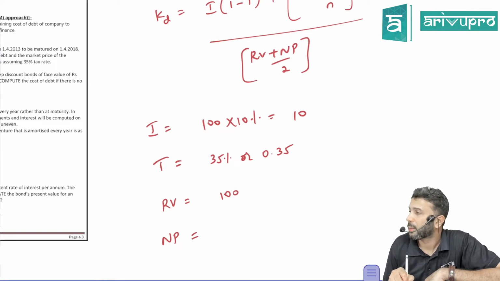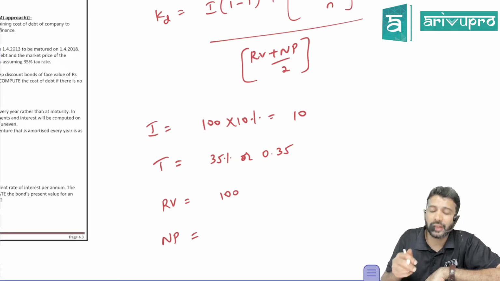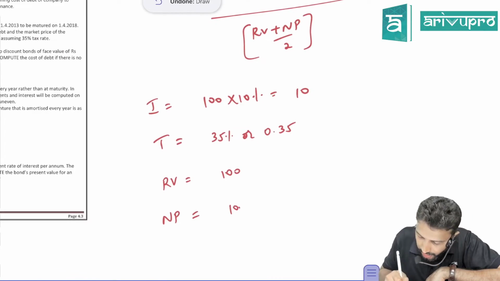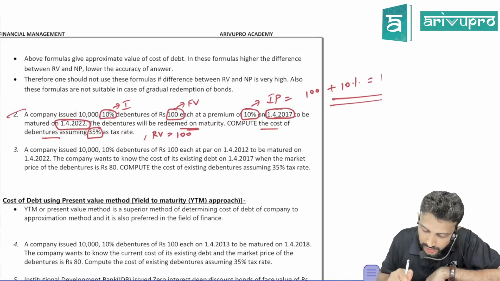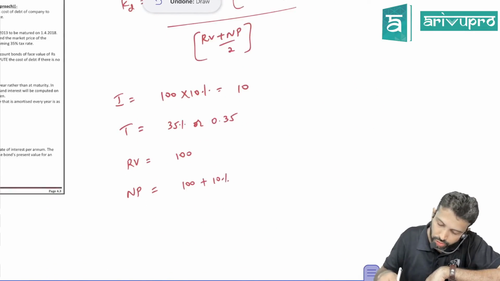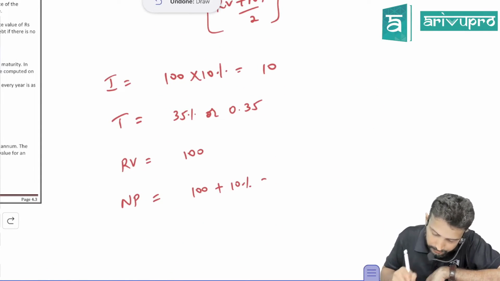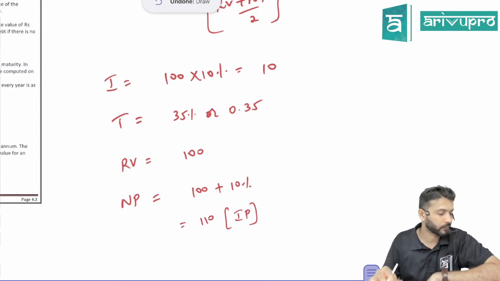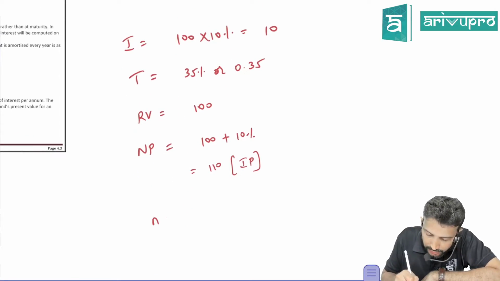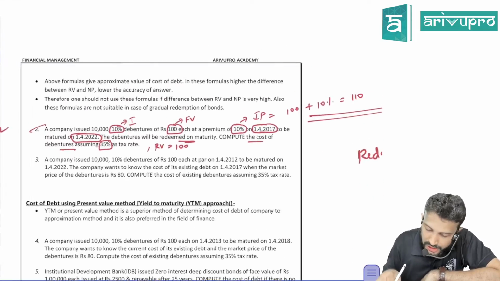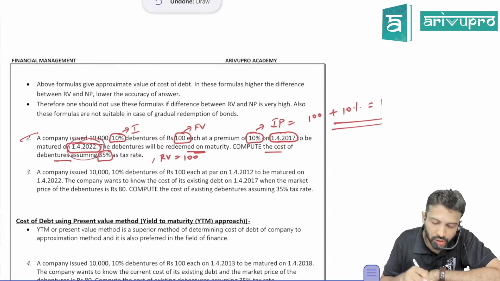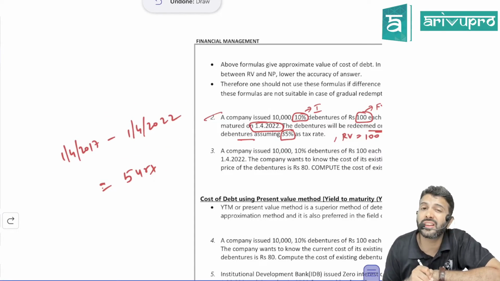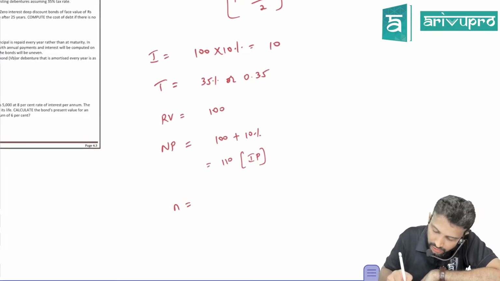NP as in net proceeds. What is the net proceeds? Will we take current market price or issue price? Issue price. What is the issue price, sir? Face value of the debenture was 100. It was issued at a premium of 10%. So the issue price here is 110. Since it is the new debentures, we are taking IP. And N is what? Total life or remaining life? We issued the debentures on 1st April 2017 and its maturity is on 1st April 2022. So if you count the term, the N or the remaining life is 5 years. So N here is 5 years.